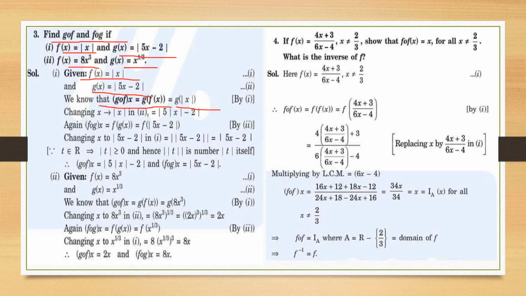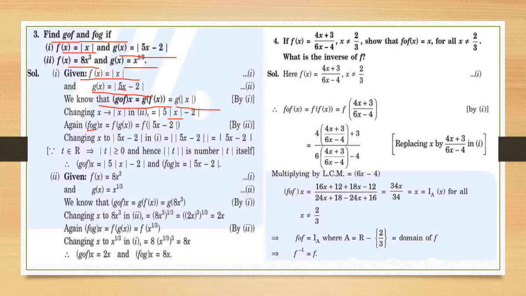Now changing your x by mod x in equation number 2. See from here, you have to change x by mod x. So it becomes your mod of 5 mod x. Okay, this mod is outside. So you have to change this x by mod x. So 5 mod x minus 2.